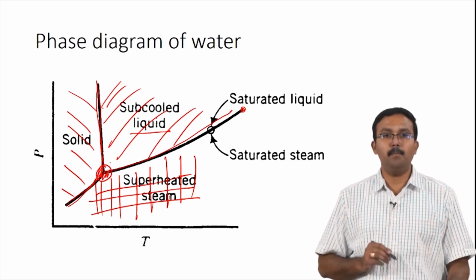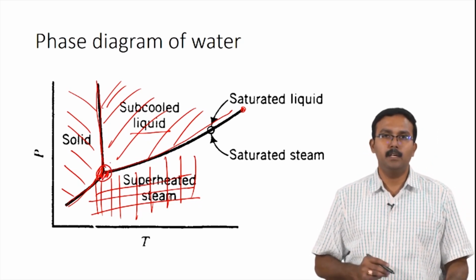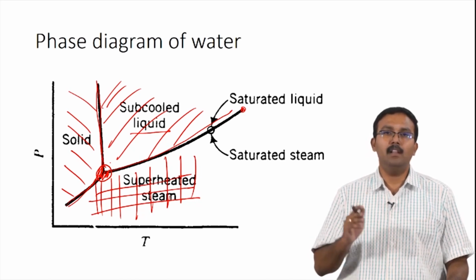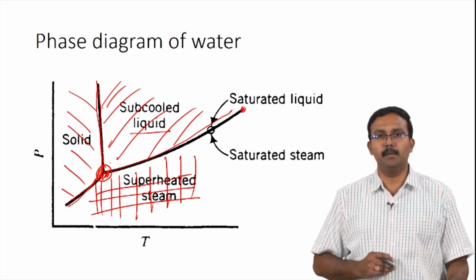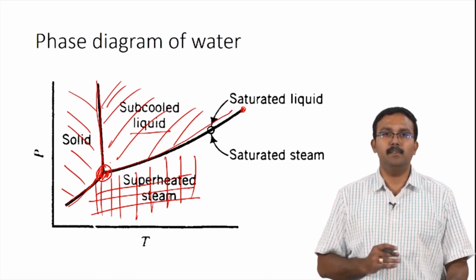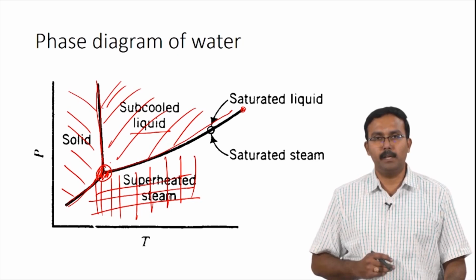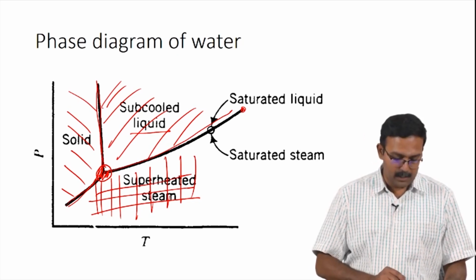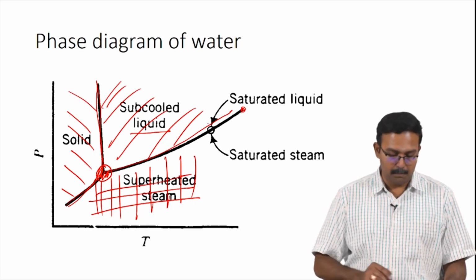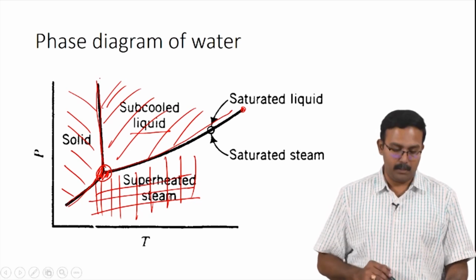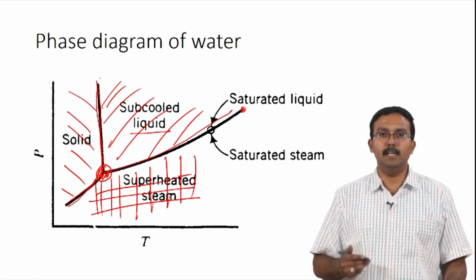So, the triple point is the point at which all three states exist in equilibrium. You can have solid, liquid and vapor existing in equilibrium, and this point is called the triple point. On these lines, which I called the solid-vapor equilibrium, the vapor-liquid equilibrium or the solid-liquid equilibrium, two phases can exist.